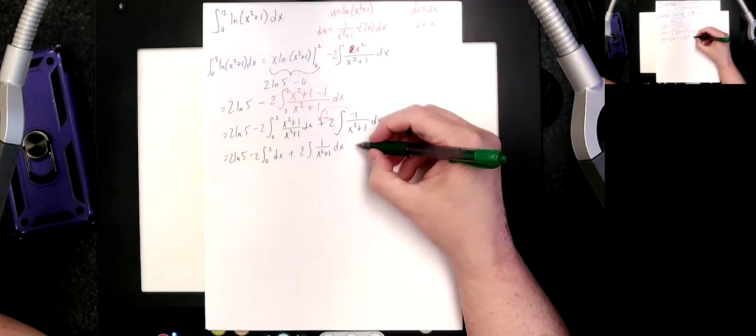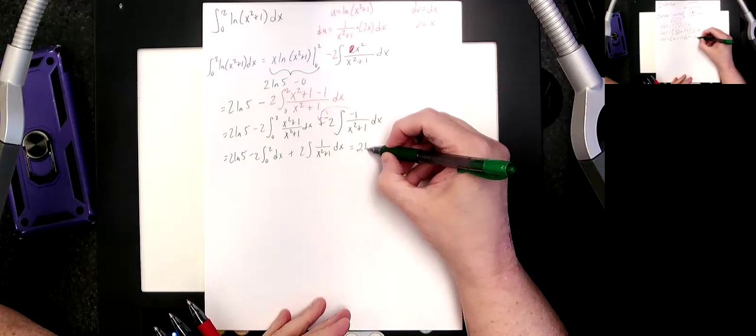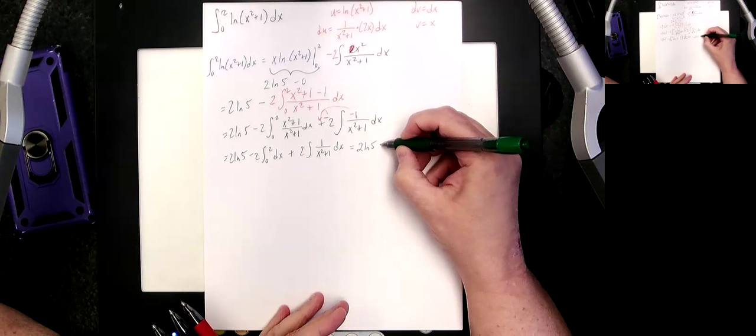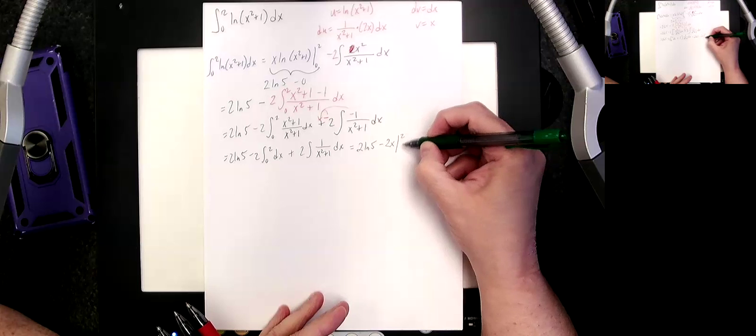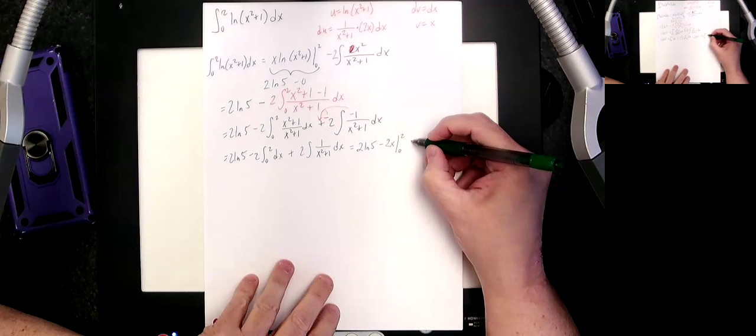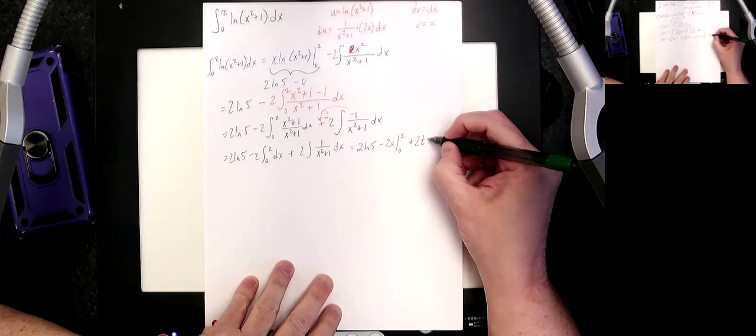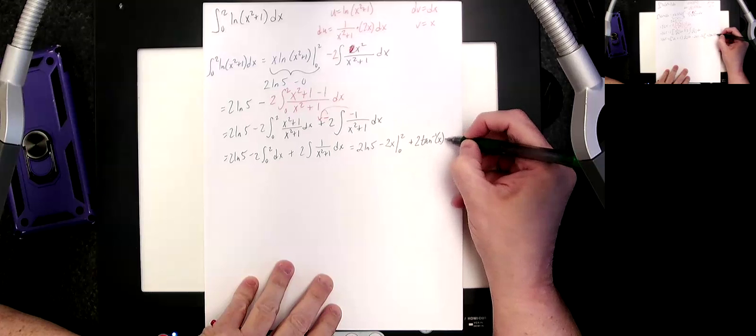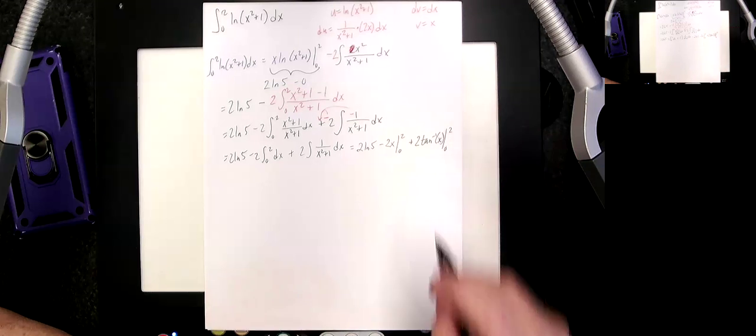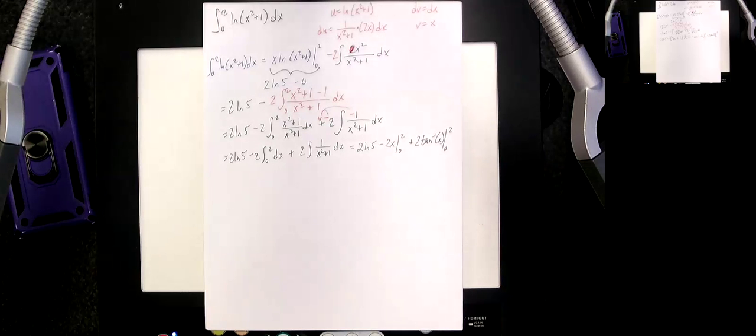So we integrate this, we get 2 times the natural log of 5 minus 2x evaluated from 2 to 0. This is actually tangent inverse. That was on our list.